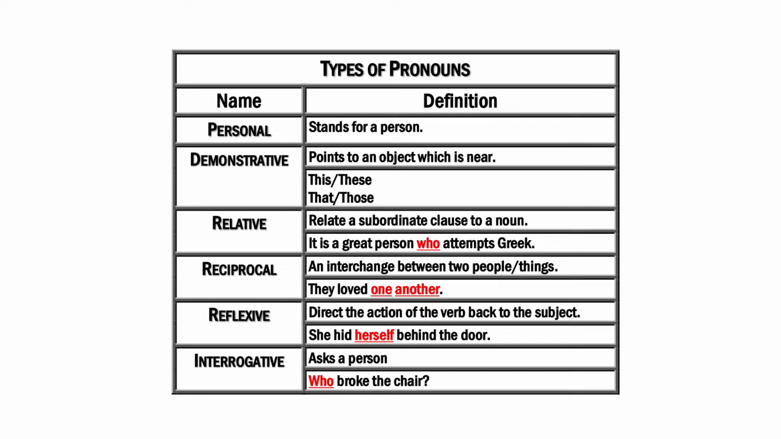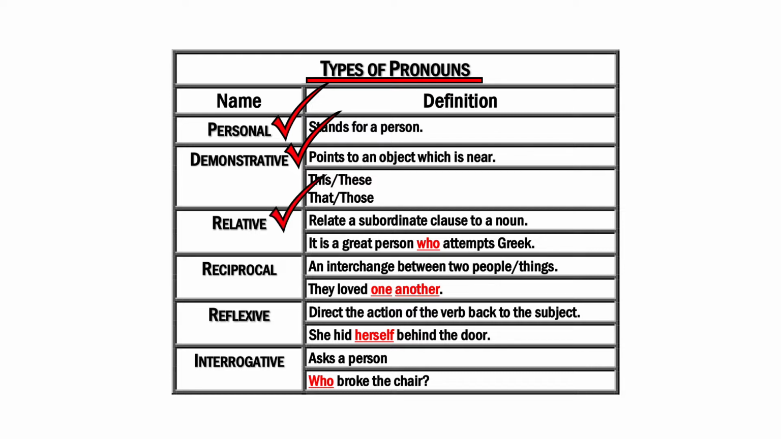Okay, let's get started with a little bit of review. Do you remember this chart we went over on the types of pronouns? Well, we've talked about personal pronouns, that stands for a person. We've talked about demonstrative pronouns, which point to an object near or far: this or these, that or those.